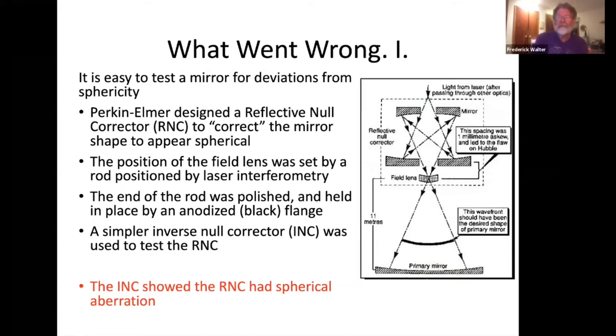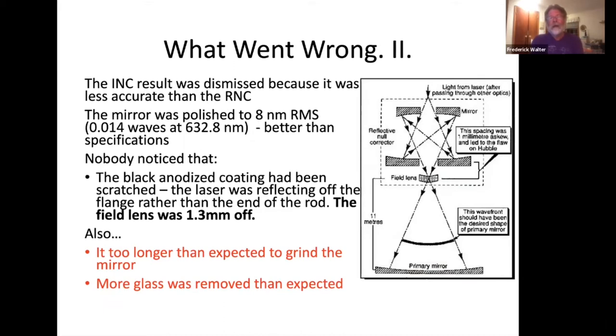Now, it took a long time for the engineers to actually build this. In the meantime, they built a simpler inverse null corrector using lenses, which they also used to test the reflective null corrector when it was ready. When they tested the reflective null corrector, and by this time they had pretty much finished grinding the mirror, it looked like the reflective null corrector was made the wrong way. It had spherical aberration. That was a red flag. But the engineers, the technicians at Perkin Elmer dismissed this because they knew that the inverse null corrector was put together rather hastily. It was not going to be nearly as precise and accurate as the reflective null corrector. So they figured the reflective null corrector, which they had spent a few years putting together, had to be correct.